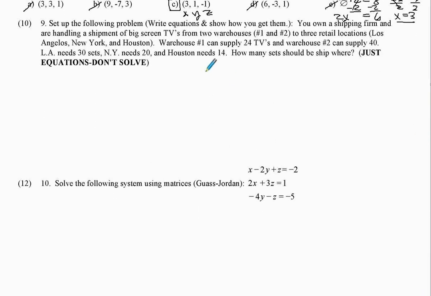Number 9 is an application problem. So it says set up the following. Okay, and just equations, don't solve. So we're just setting up. So we're going to write equations and show how we get them. So we own a shipping firm. We're handling the shipment of big screen TVs from 2 warehouses to 3 retail locations. So this is a shipping problem.